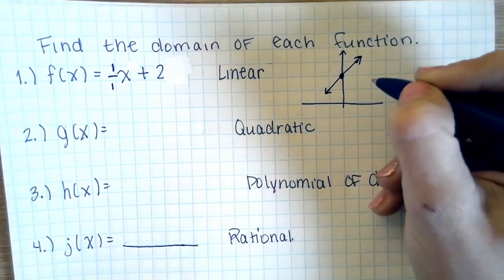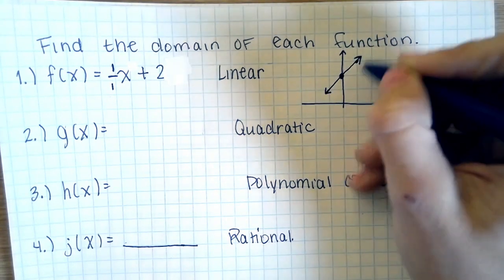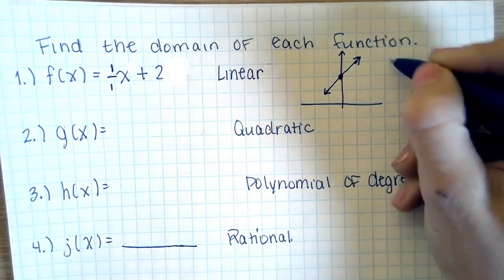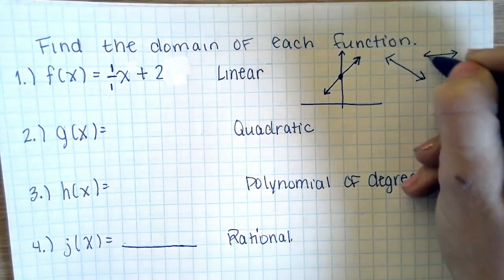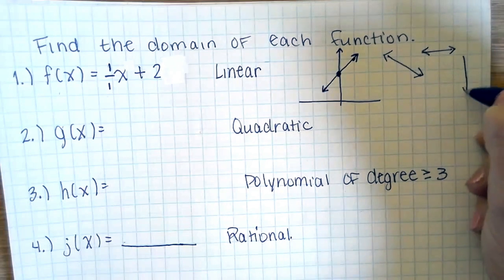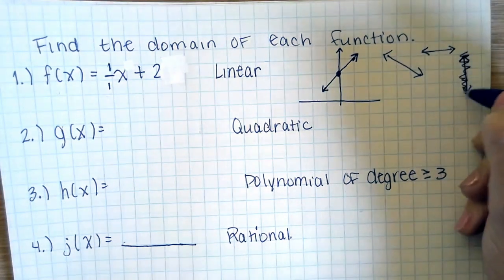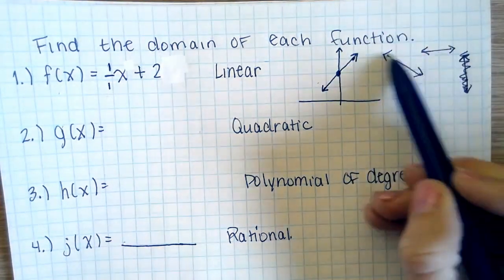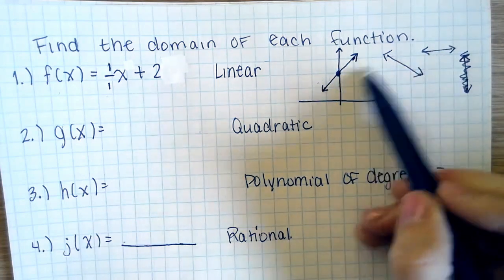Now, you guys have gotten better at finding domain from a picture. Every linear equation, think about it. It's either going to look like that, maybe it looks like this, maybe it's a horizontal line. If it's a function, it will not be a vertical line, right? Because that would fail the vertical line test, so we don't have to worry about those. What do all of these domains have in common? What's the domain of a linear function?